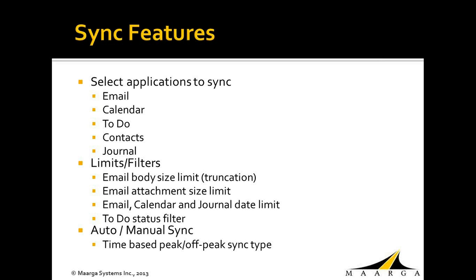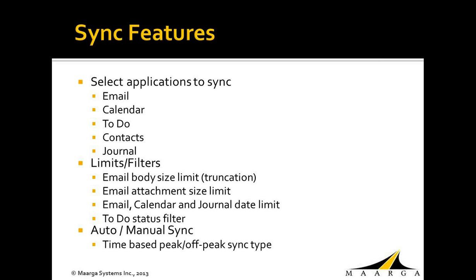And then we can also enable automatic synchronization of attachments, or attachment synchronization with a file size limit. And then we can also set an email, calendar, and journal date-based limit, whereas we can only sync n number of days' worth of information for all these components. And for the to-do application, we can do a status-based filter, whereas only the to-do items which are not completed can be synchronized with the mobile devices, and the successfully completed to-do items will not be synchronized with the mobile devices.